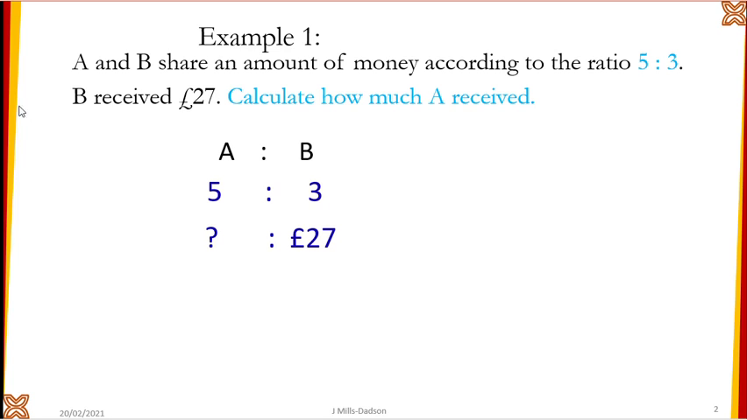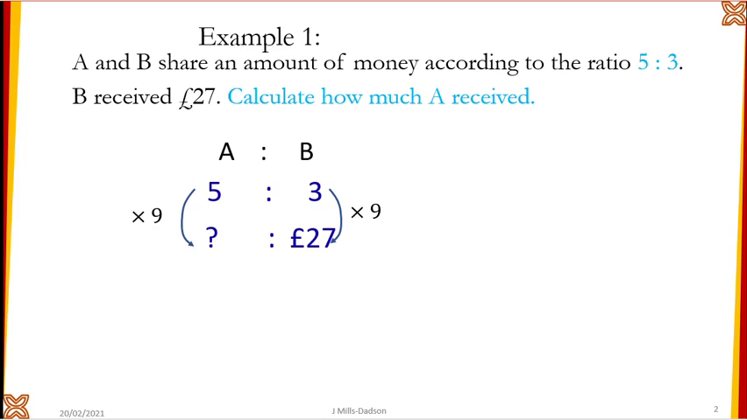Now, the first thing to check is, can you see a connection? 3 has now become 27. What happened? In ratio it is either times or divide. It's neither add or subtraction. So the connection is times or divide. So you see that if you times 3 by 9, you get 27. And you must do the same to the other side. And that will give you the answer.